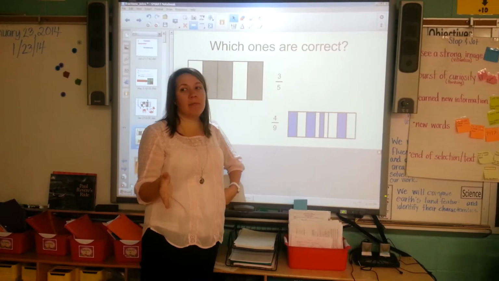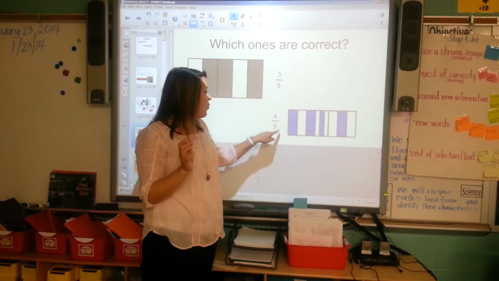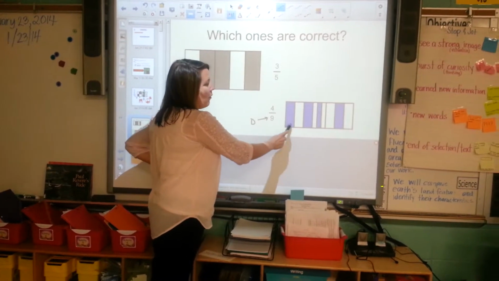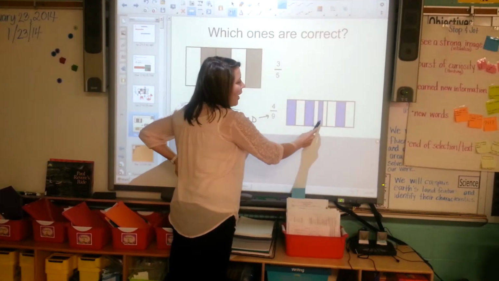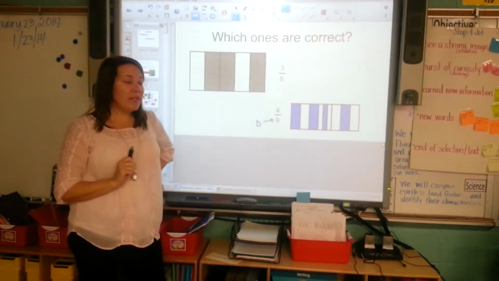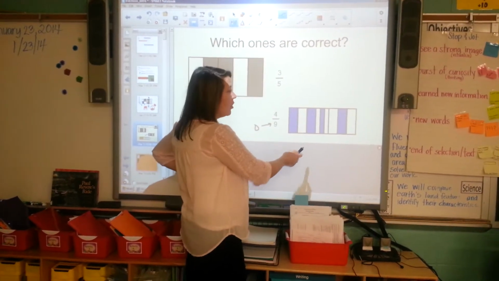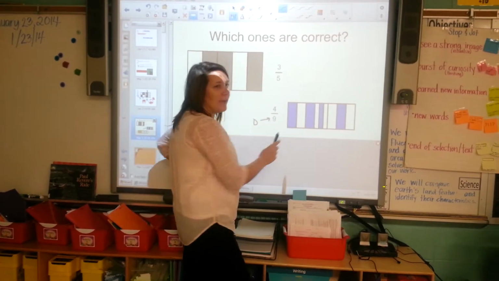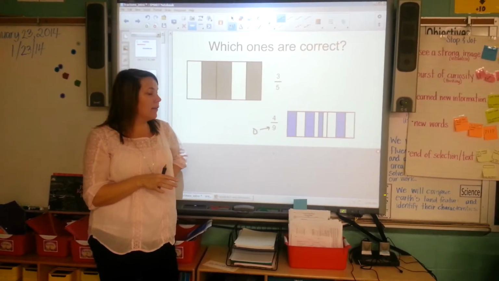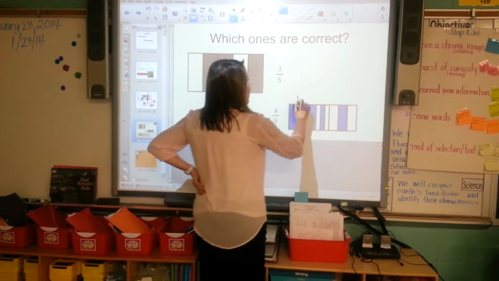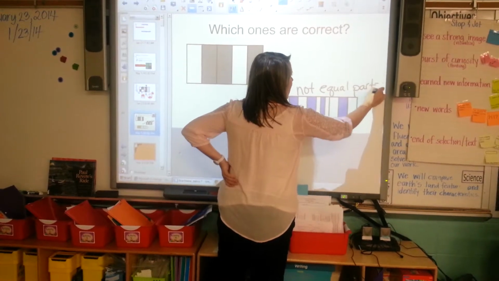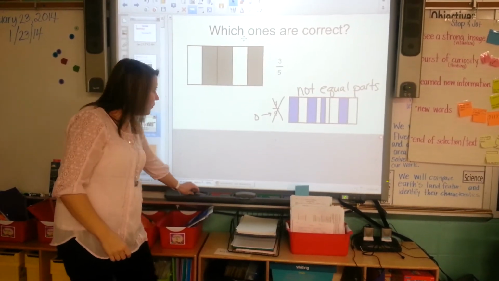So let's look at this. Let's count them to make sure, because it's a bigger number. We're going to double check. We should have 9 total pieces, because that's what our denominator says. So let's count. 1, 2, 3, 4, 5, 6, 7, 8, 9. Do we have 9 equal parts? We don't. What's wrong? Look at this. Is that piece equal to the rest of the pieces? No. So is this fraction representing 4/9? No. It is not equal. So we'll write not equal parts. So we don't like that one. They're not equal. All right, let's do the last one.